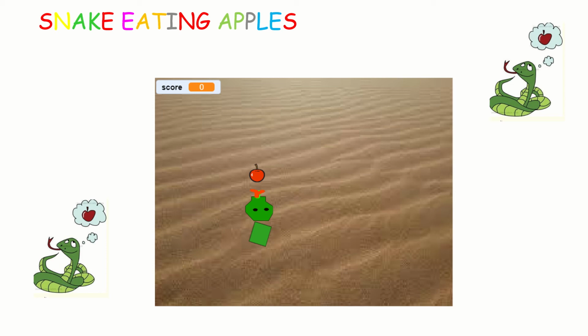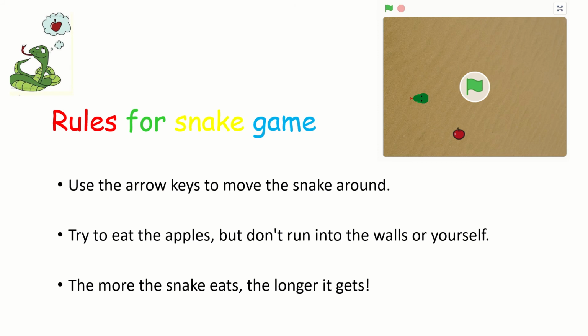We are going to build a game where a snake will keep eating apples which appear on the screen, and as much as the snake eats, the tail grows further, and if the snake hits the wall, you know what happens, the game gets over there. Let's go ahead with the rules first. Use the arrow keys to move the snake around.